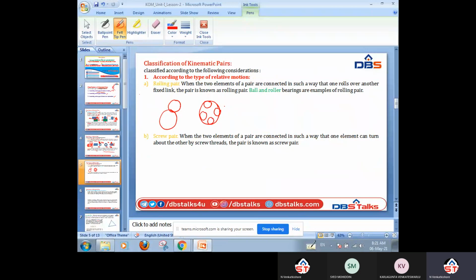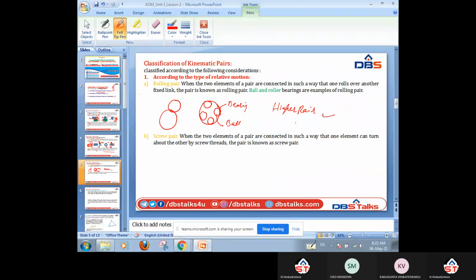Here also we are considering the contact between the bearing and the ball. What is the contact between the ball and the bearing? It is a point contact. Point contact we will call a higher pair. So we call rolling pairs higher pairs.